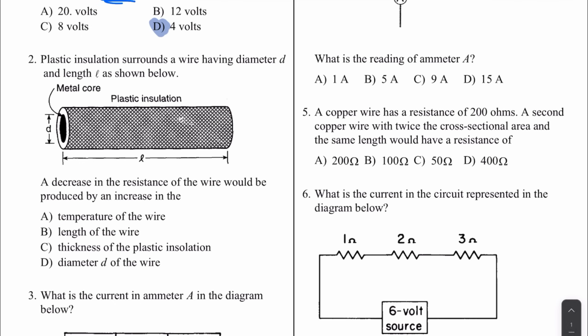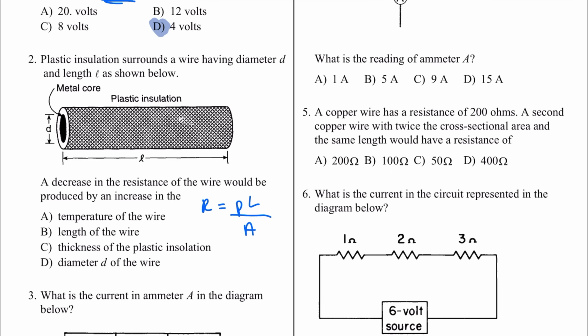Number 2, plastic insulation surrounds a wire having diameter D and length L as shown below. A decrease in the resistance of the wire would be produced by an increase in the what? So for this question, we need to look at the equation. Resistance equals resistivity times length over A. So if resistance is decreasing, then that can only mean one thing here.